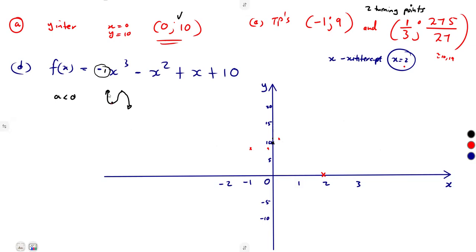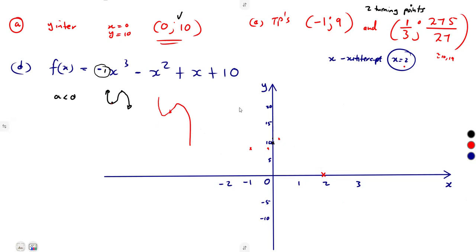So remember the shape. Our graph is supposed to come from the top like this. It has a turning point here, then it's supposed to go up to the y-intercept, then a turning point here, then something like that. Remember the shape. So you must have something like this: to a turning point, to the y-intercept, then to the turning point. But you see now the value of 10, the y-intercept, and this 10.19 for this one. It's very, very close, guys.